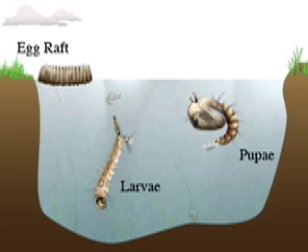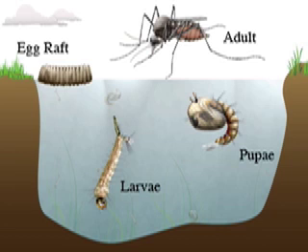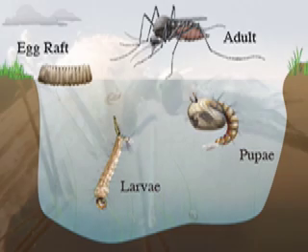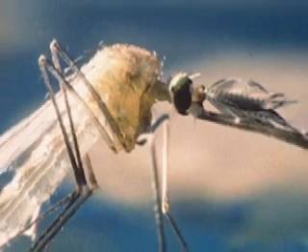The pupae do not eat. They breathe through the small horns on their back and eventually undergo the dramatic changes to become adults. In a few days, the pupae break open on the water's surface and the adult mosquito emerges. The time it takes to go from egg to adult depends on the temperature and kind of mosquito. The adult is now ready to fly away.